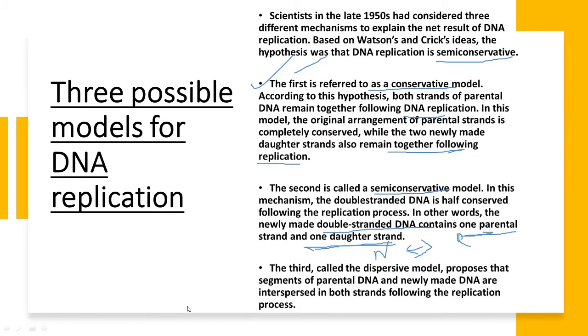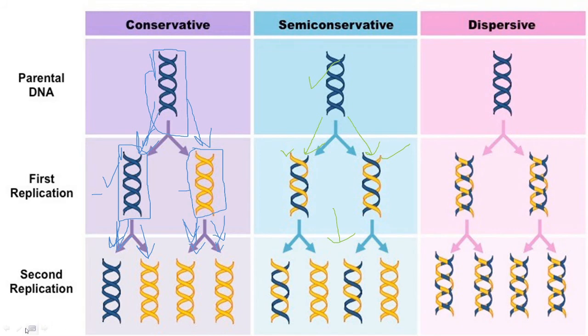The third one is known as the dispersive model, in which segments of parental DNA and newly made DNA are interspersed in both strands following the replication process. This is the parental strand, and those are the new strands. Thus dispersive means dispersed: the blue one is dispersed with the yellow one, so we call it the dispersive one.